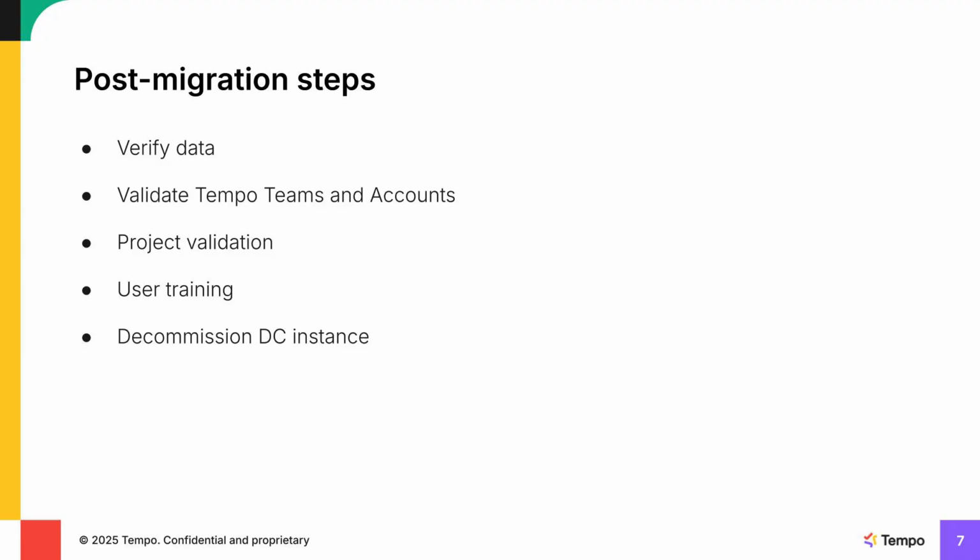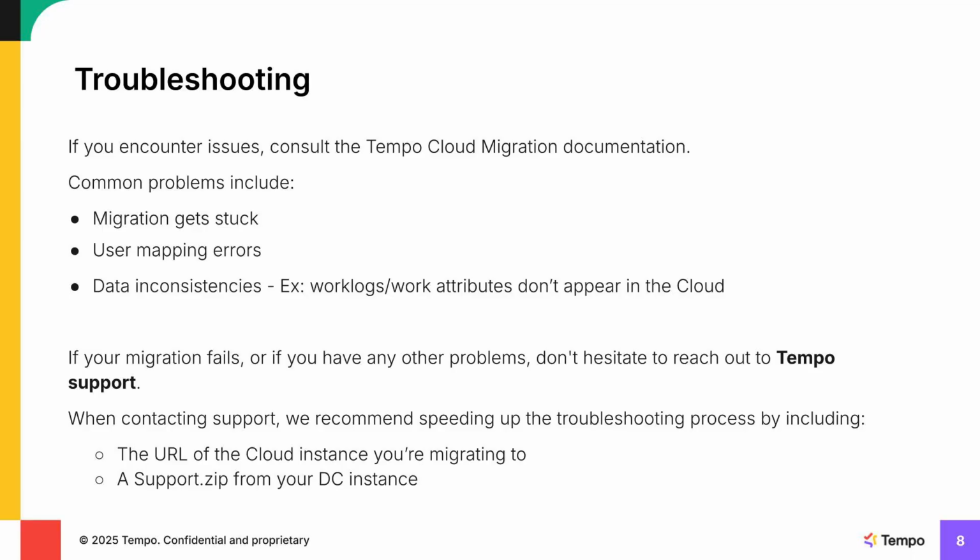We're here to help. After ensuring that everything is working correctly in the cloud, you can decommission your Jira DC instance. If you encounter issues during your migration, please consult the Tempo Cloud Migration documentation. Common problems include the migration getting stuck, user mapping errors, and data inconsistencies, such as work logs or work attributes not appearing in the cloud. And don't hesitate to reach out to Tempo support for assistance. If you do contact support, we recommend speeding up the troubleshooting process by including the URL of the cloud instance to which you're migrating, and a support zip file from your DC instance.